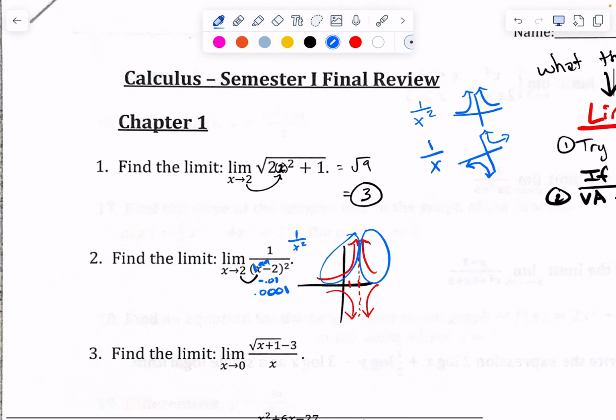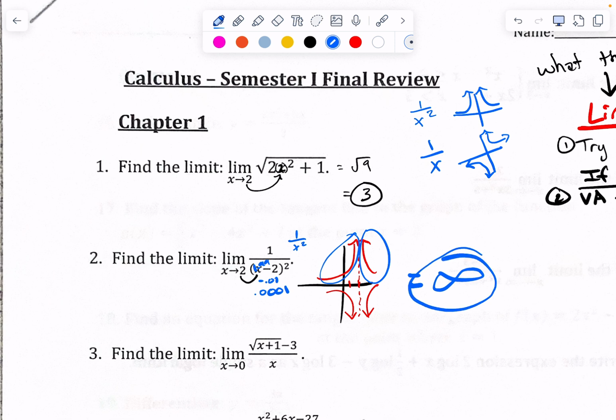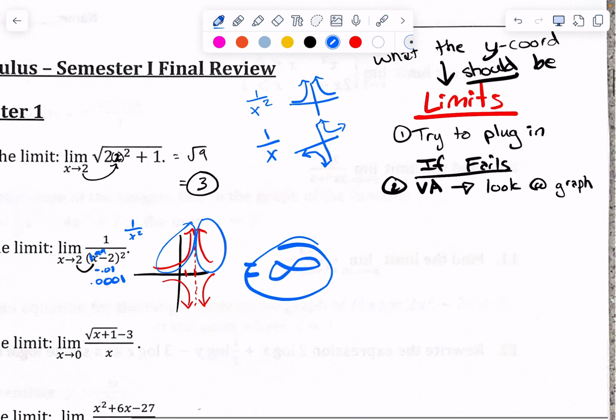So, what is this limit? The limit equals infinity. It's approaching infinity on one side, and negative infinity on the other side. What happens then? Does not exist, right? So, does that make sense? Look at the graph, look at either side. Plug in close numbers. Okay, there you go.